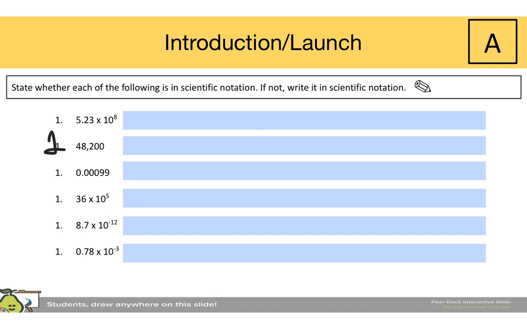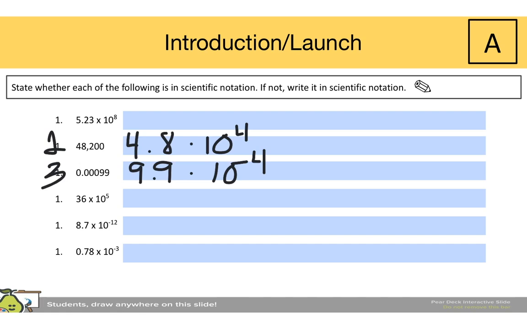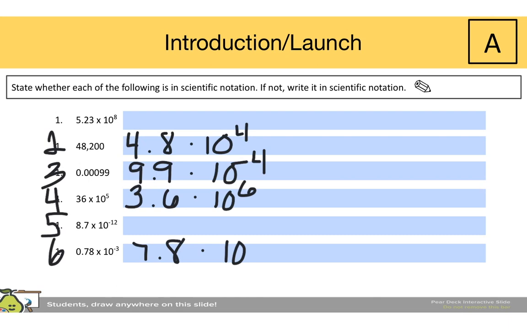Number 2 is not written in scientific notation, and that's going to look like 4 8/10 times 10 to the 4th power. Number 3 is not written in scientific notation, and that should be 9 9/10 times 10 to the negative 4th power. Number 4 is not written in scientific notation, and that should be 3 6/10 times 10 to the 6th power. Number 5 is written in scientific notation, and number 6 needs to be rewritten as 7 8/10 times 10 to the negative 4th power.